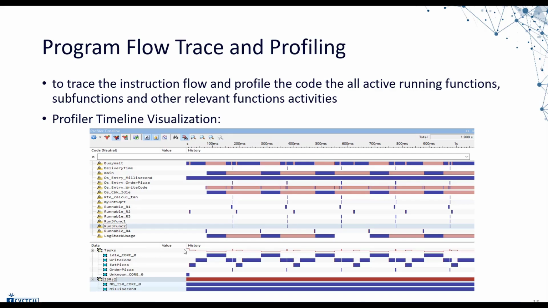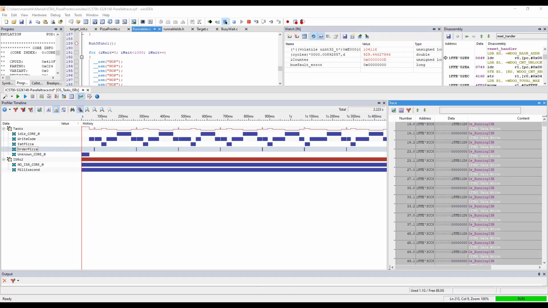So now let's move to winIDEA and I will show you how to do that. So this is our winIDEA, and the parallel trace capture method settings remain the same.